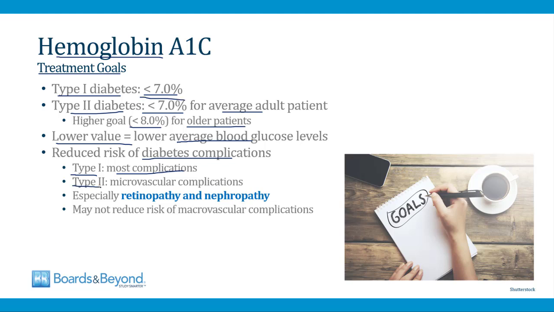In type 2, the studies are a little bit different. They've shown that if you're able to achieve glycemic control and a target A1C, you reduce the risk of microvascular complications, especially retinopathy and nephropathy. The studies in type 2 diabetes, however, have not shown a reduced risk of macrovascular complications like myocardial infarction and stroke when you achieve target A1C values.